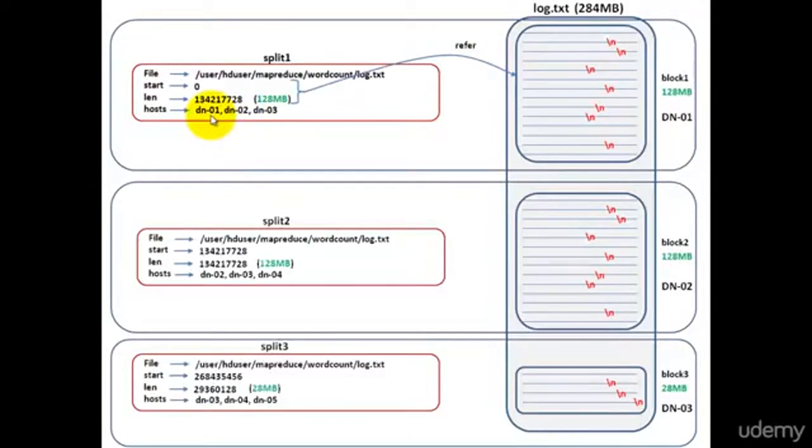Similarly, second split offset starts from 128 MB. Hence it will refer to the second block of the file. And finally, third split offset starts from 256 MB. So it will refer to the last block of the file.